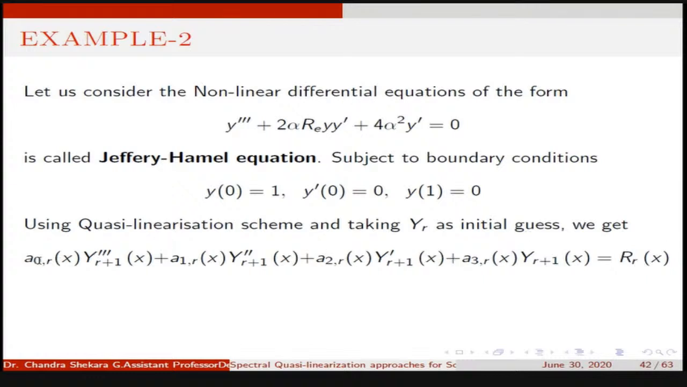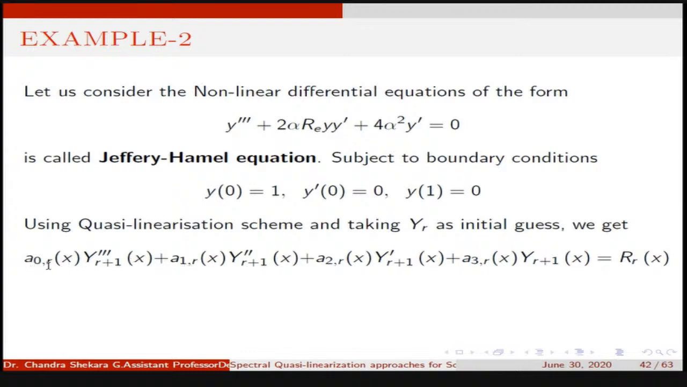As I mentioned in the previous slide, this is a_0r into y triple dash plus a_1r into y double dash, and so on, is equal to R_r. So R_r is the right hand side, which is completely at the rth iteration, whereas the left hand side is at the (r plus 1)th iteration.